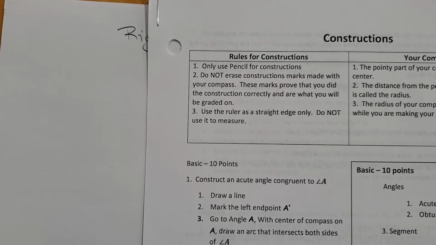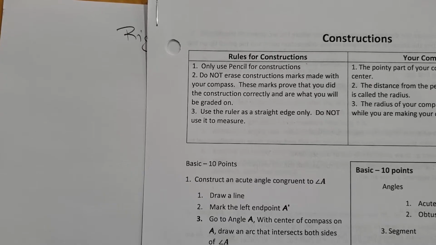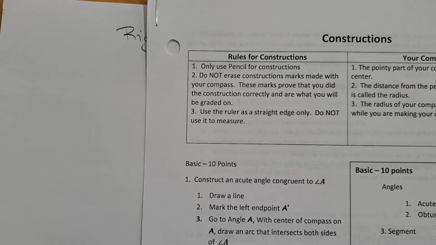So we're going to be given two lengths, a hypotenuse and a leg, and then we're going to have to construct the perpendicular bisector to get our right angle.